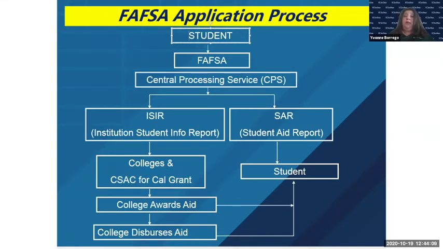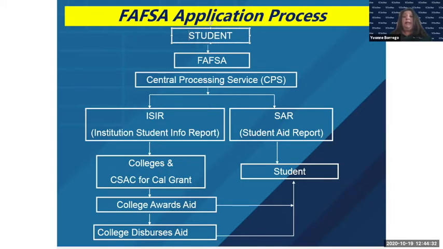Okay, and then the information is going to be sent to the college. It's going to be sent to CSAC for the Cal Grant. What happens is, remember I said it goes to this file. So if you list UC San Diego or Cal State San Marcos or Point Loma Nazarene or whatever school you list, it's going to go to that school and it's going to be held in a file.